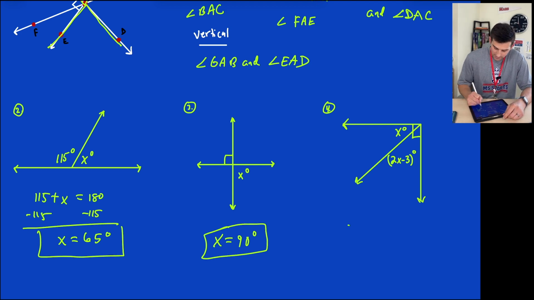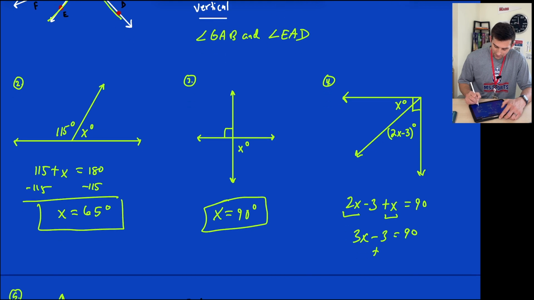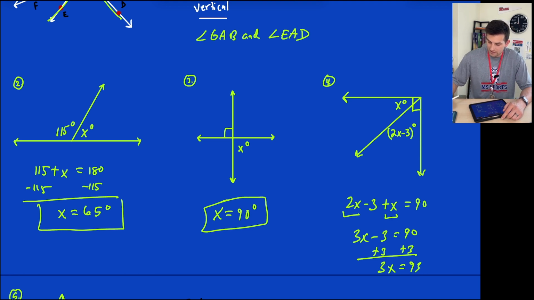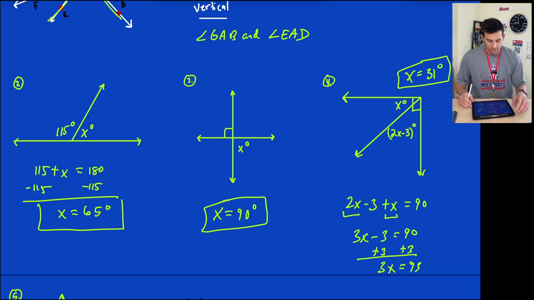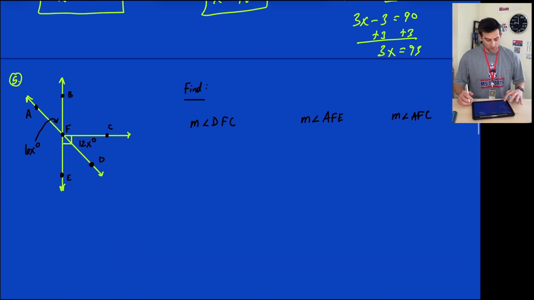All right, number four, we have two angles that are combining, or they make up a 90-degree angle. So we're going to say 2x minus 3 plus x should be equal to 90. So here we have a 2x and an x, so that'd be 3x minus 3 equals 90. So now we could add 3, and we get 3x is equal to 93. Okay? So now we can just divide both sides by 3, and we're going to get x is equal to 31, okay?